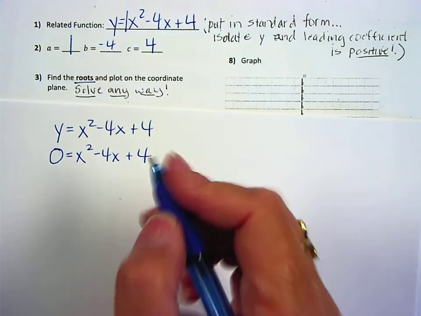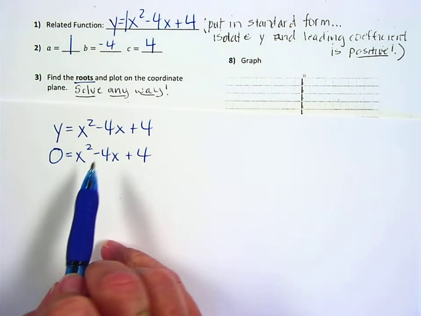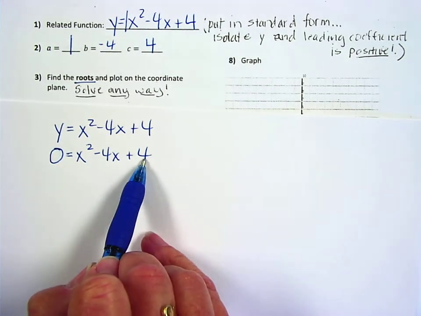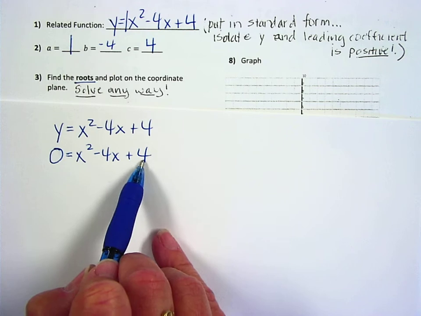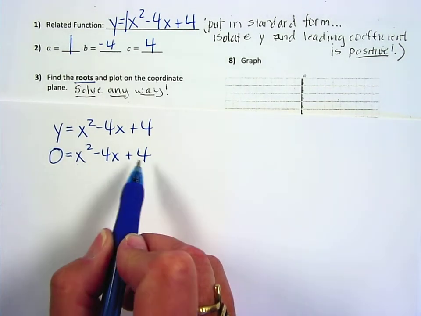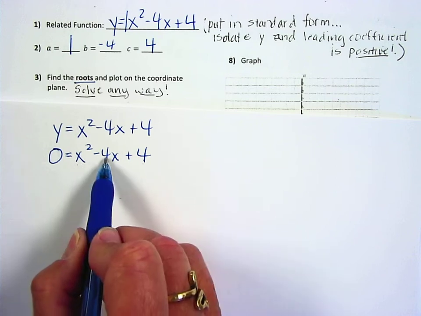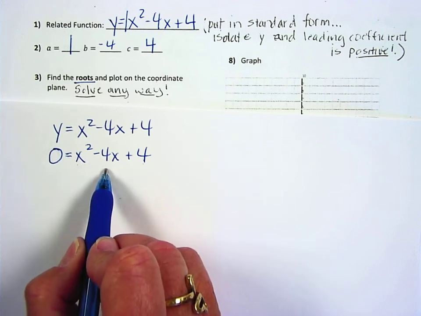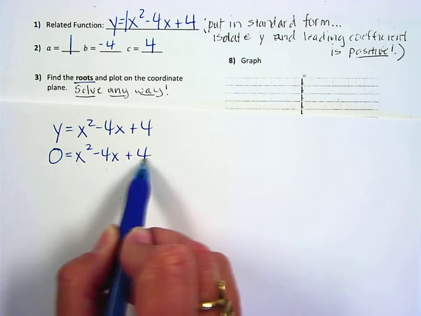So let's try to factor it. Let's see, I'm going to use my menu. There's no GCF. Is this a special case? Hey, wait a minute. This is a square term, and this is a square term. And if I take half of my middle term, which would be negative 2, and square it, I would get 4. This is a special case.